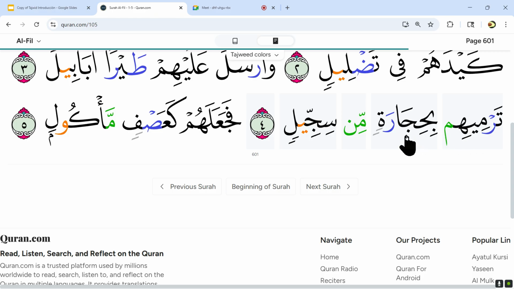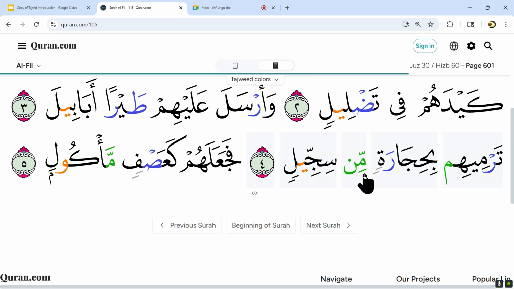ترميهم بحجارة من سجيل. بحجارة. Why did I say tim instead of tin? Because of the one rule. There's a meem afterwards. Exactly. So it turns it into an M as in Mary instead of an N as in Nancy, right? Exactly. Idhgham: instead of saying bihijaratin, you turn it into a meem because the meem combines into it. So now you're going to hold on to it twice. Bihijaratin min. Why am I saying min instead of min?